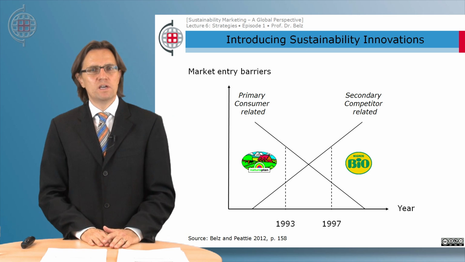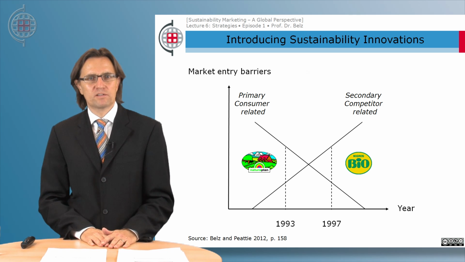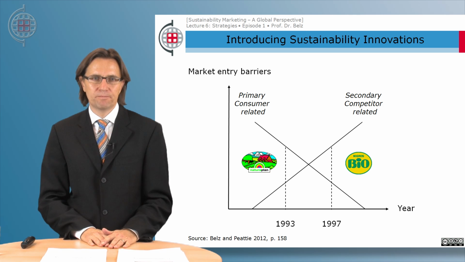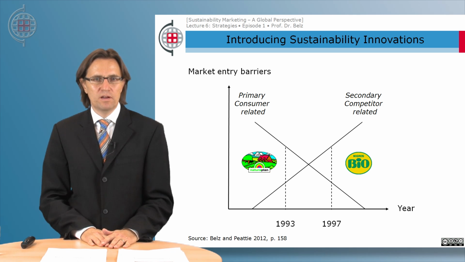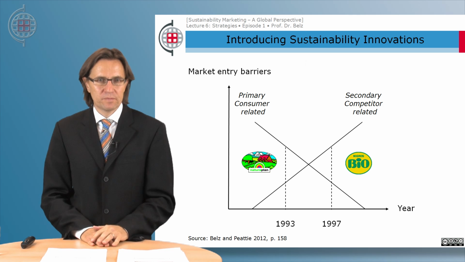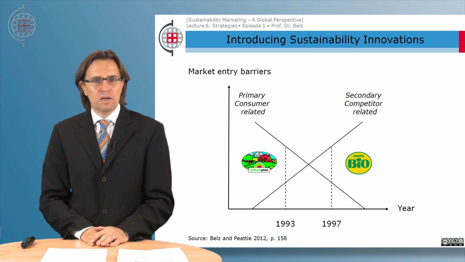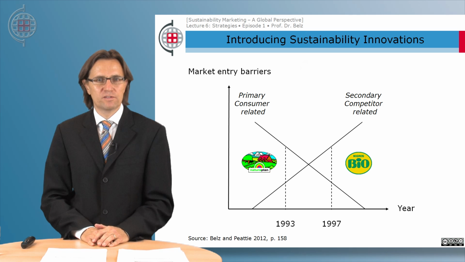When should you introduce new sustainable products? That is a question of timing. And there are two different market entry barriers which have to be considered. The first one are primarily consumer related. The second one, competitor related sustainability innovations.